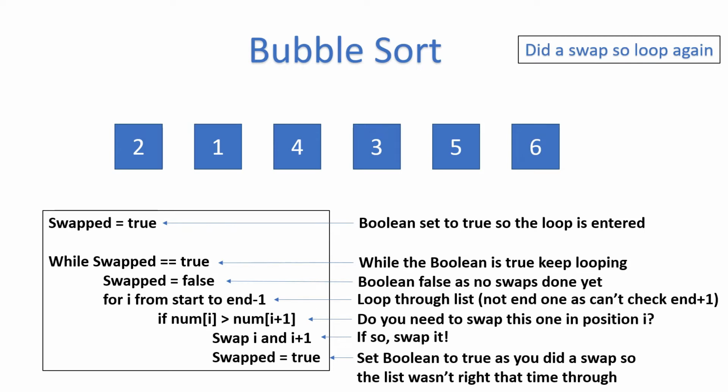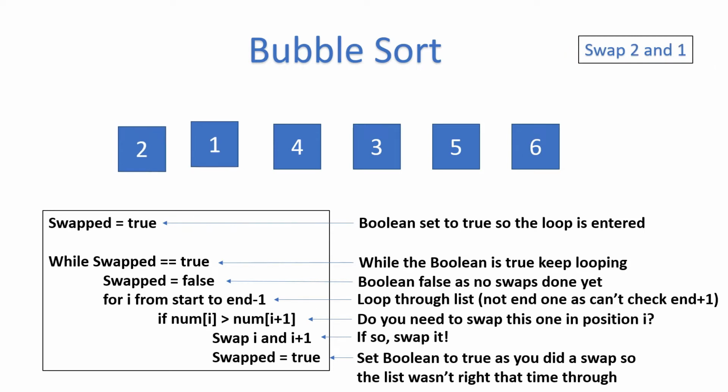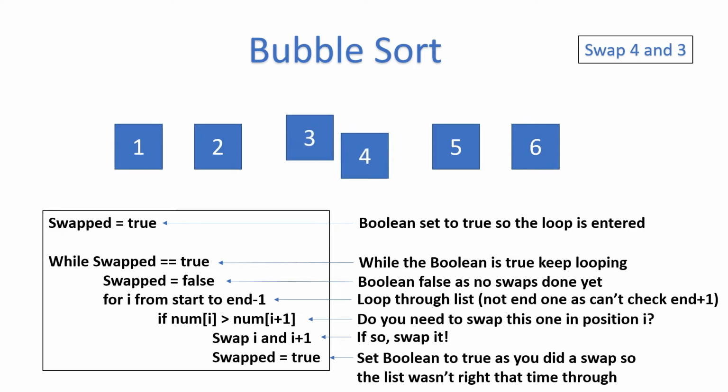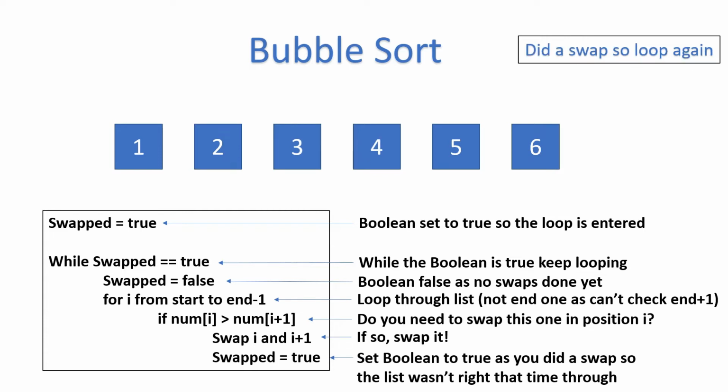So it looks at the 2 and the 1, and it does a swap. It doesn't swap the 2 and the 4, but it does swap the 3 and the 4. It doesn't swap the 4 and the 5, and it doesn't swap the 5 and the 6. Now it did do some swaps, so it goes through the loop one more time.